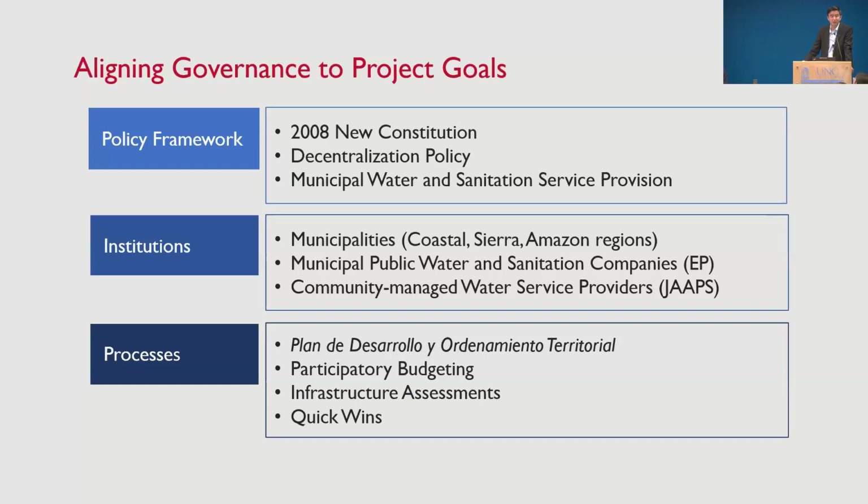We have 7 municipalities in the coastal region, 8 municipalities in the Andean region, and 15 municipalities in the Amazon region. Most of them are in the jungle of Ecuador. So it's a challenge for us working with this kind of municipalities. In the coastal region, there are some issues regarding violence, cartel violence, so we have to work with this environment in the coastal region.